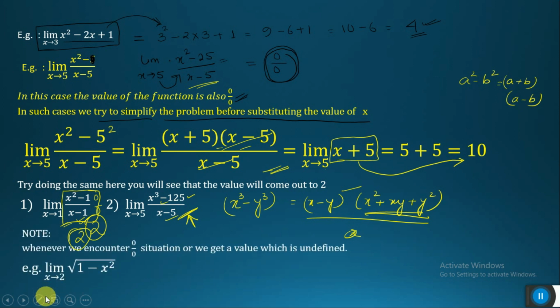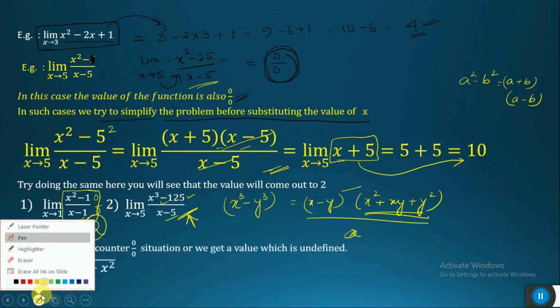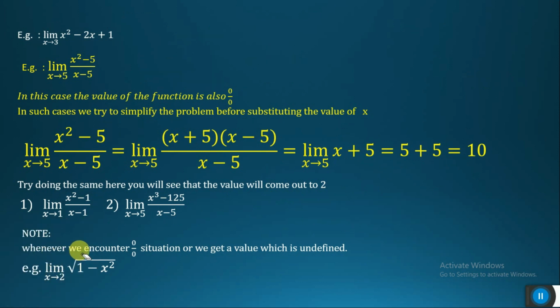Okay, what is next? Now whenever we encounter a situation where we have a 0 by 0 situation, or we have a value which is undefined, in limits, whenever you reach a situation of 0 by 0, or we get a value which is undefined, suppose here you see, if you put x equals to 2 here, you get a 0 by 0 situation, which you have seen here and in the previous slide also. So in that case, 0 by 0 is not defined. Anything divided by 0 is not defined.